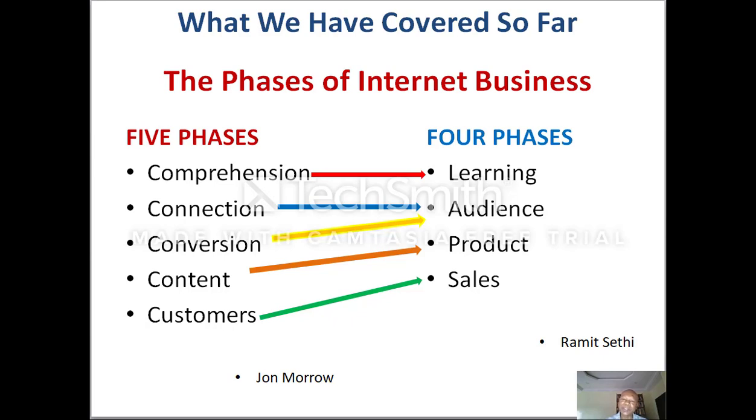All right. So learning, then getting audience, and then developing products, and then sales, monetization, which John Morrow calls customers. So those are the steps. We need to follow these steps. You cannot, like Ramid likes to say, try to be 40 when you are not 40. Do not jump to sales or monetization without following the steps: learning, audience, product, and sales.